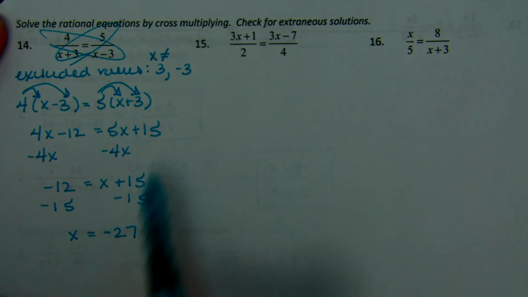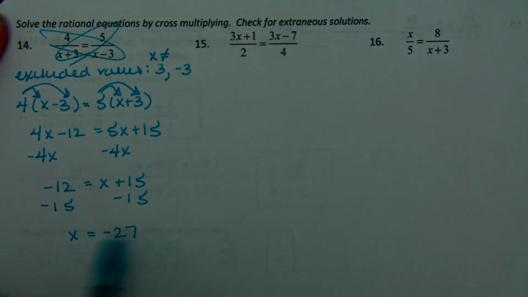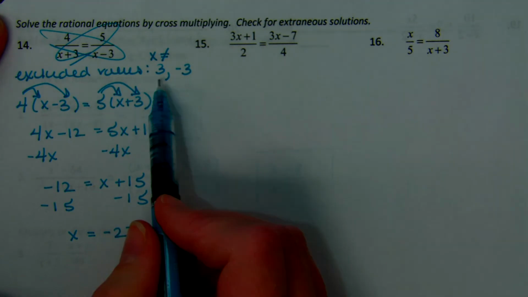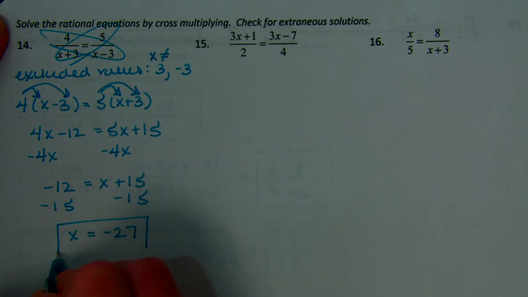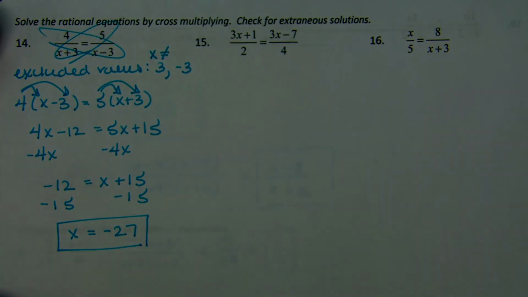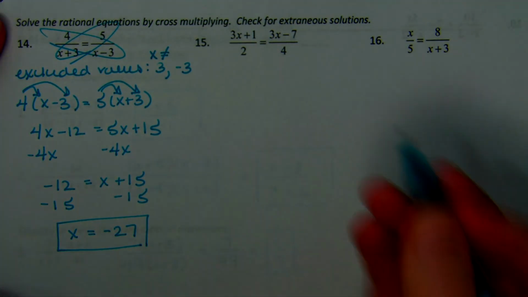And I look back at my excluded values. I say, was negative 27 one of my excluded values? No, it wasn't. And so we're good. Negative 27 is a valid answer. It's not extraneous. We don't need to worry about it. We just box it and walk away.